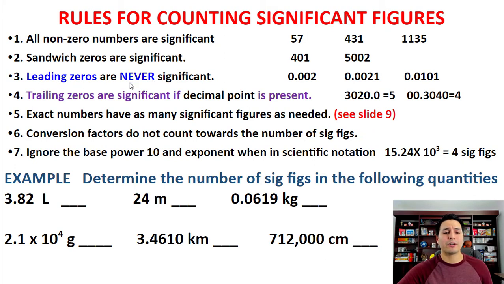Now, rule 3 says leading zeros are never significant. Now, the word leading means that you're leading up to a real number.